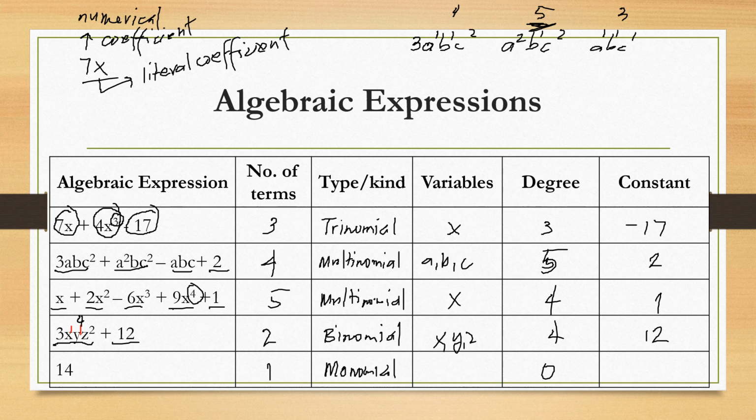And then for the constant, syempre that is 14 kasi siya lang naman yung given natin. And that is how you identify the variable, the degree, and the constant in a given expression. So, tignan nyo lang mabuti kung ano yung mga dapat tandaan.